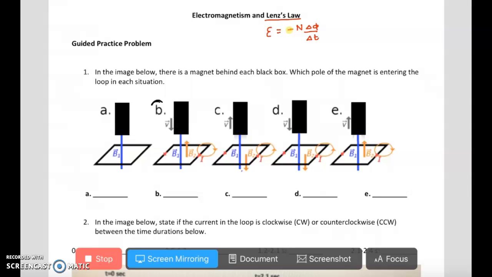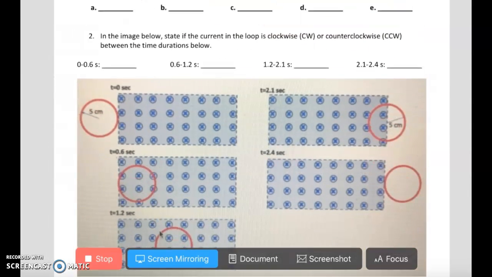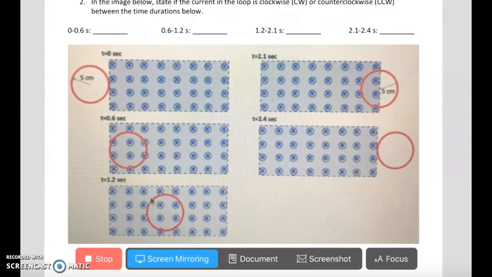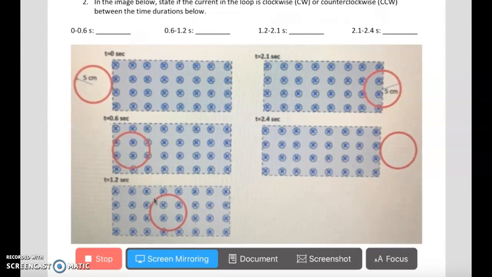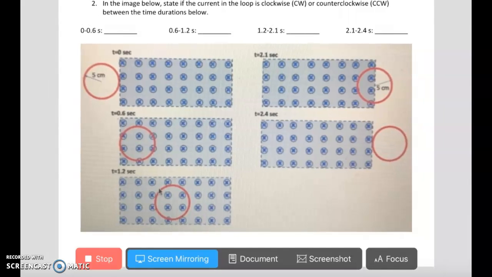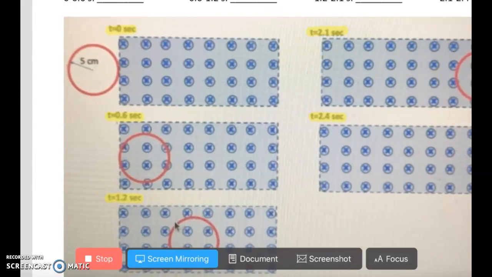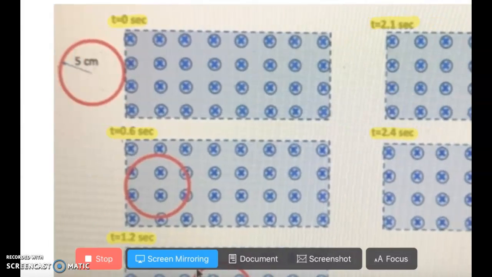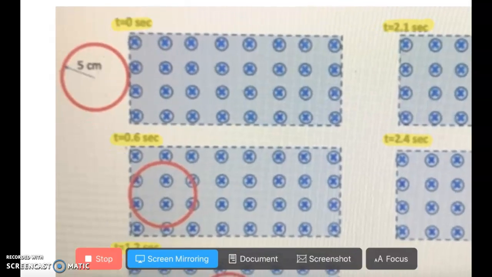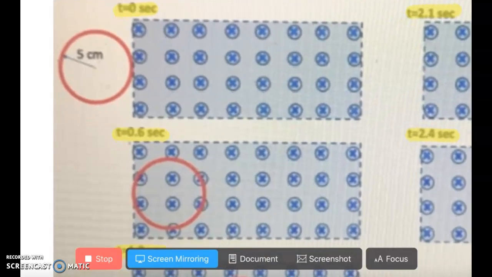So for this practice problem, I'm actually going to start down here in number 2, and we're going to come back to number 1. Number 2 kind of tells a story. We have a loop of wire that is entering and then exiting a magnetic field, and you can see it goes in sequence. This is 0 seconds, 0.6 seconds, 1.2. So it's like we have different pictures of it at different moments in time. Let's consider just the first two, when it goes from 0 seconds to 0.6 seconds. That's going to be our focus at first.